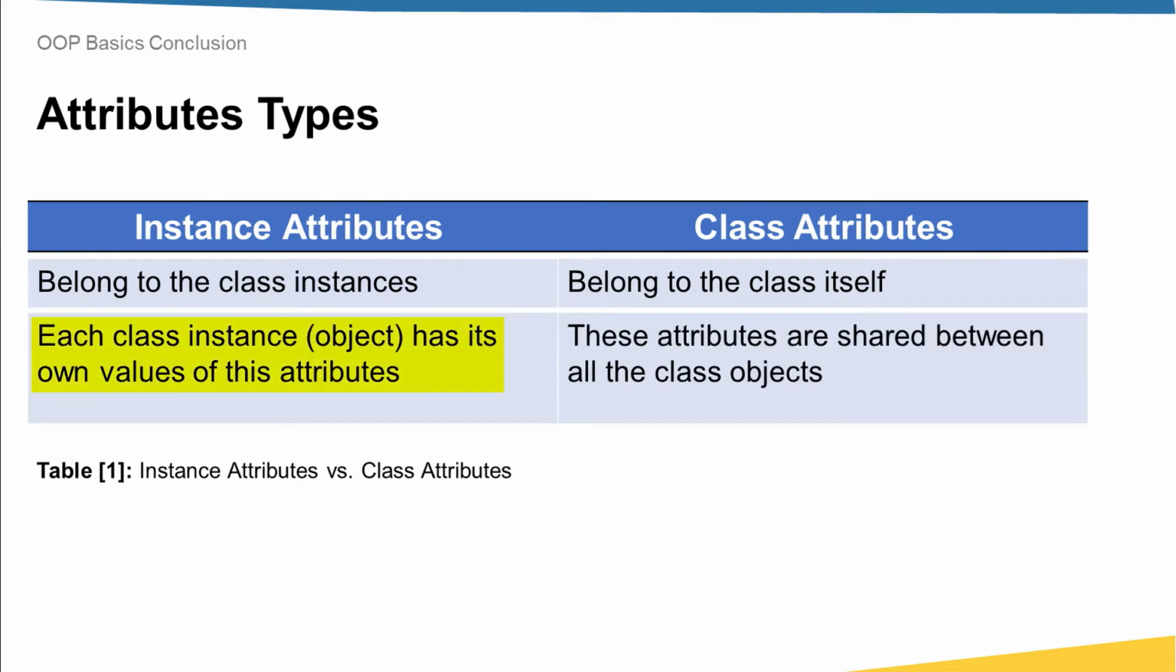Now, each class instance has its own value for these attributes, which means these attributes are not common or shared between the class objects. Whereas class attributes are shared between all the class objects. And if one object tries to update the value of this attribute, it will be changed for all of the other objects. Okay, now let's summarize what we have learned about methods so far.